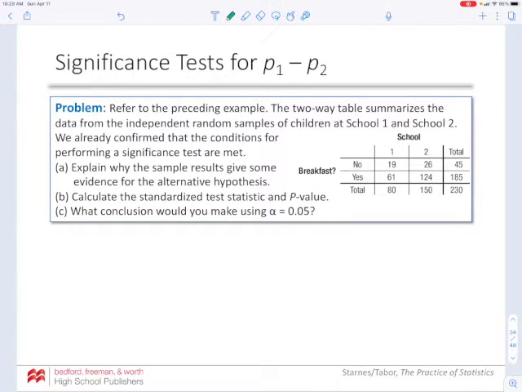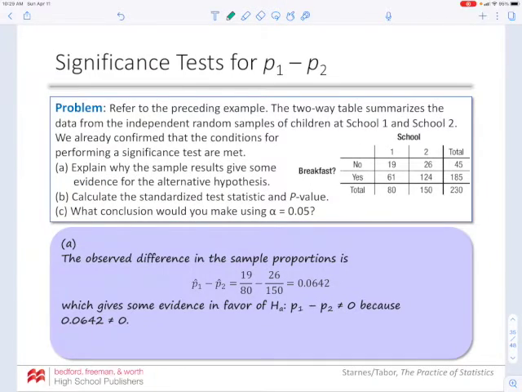Alright, so now let's actually calculate a standardized test statistic. So refer to the preceding example. The two-way table summarizes the data from the independent random samples of children at School 1 and School 2. We already confirmed that the conditions for performing a significance test are met. So we're going to explain why the samples give some evidence for the alternative, that there is a difference, calculate the standardized test statistic and p-value, and then make a conclusion at the significance level of 0.05.